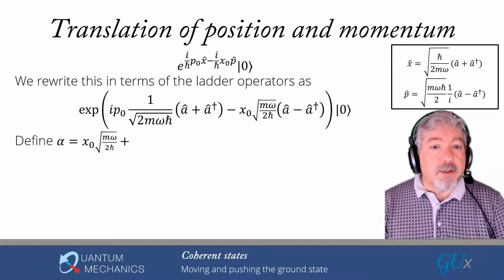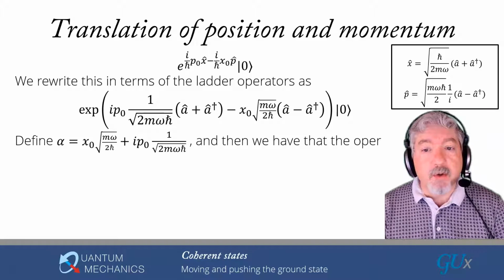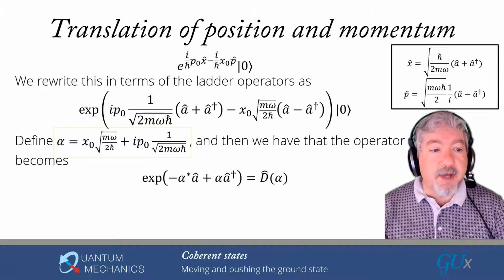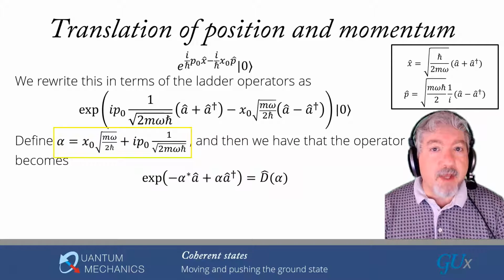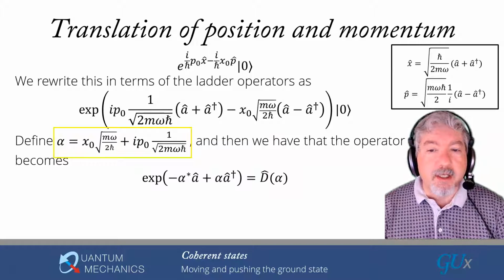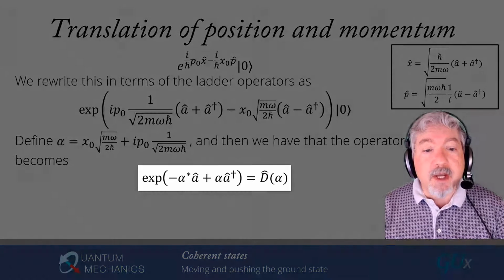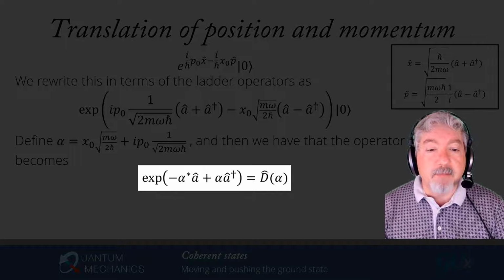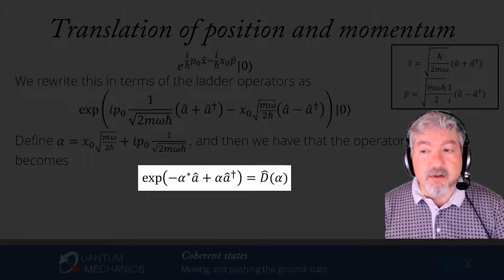Now what we're going to do is collect all of the coefficients of the lowering operator and of the raising operator. We're going to define this coefficient alpha, which is equal to x0 times the square root of m omega over 2 h bar, plus i p0 times 1 over the square root of 2 m omega h bar. And using that defined number, which is a complex number, we can rewrite the operator in the form of the exponential of minus alpha star a plus alpha a dagger.